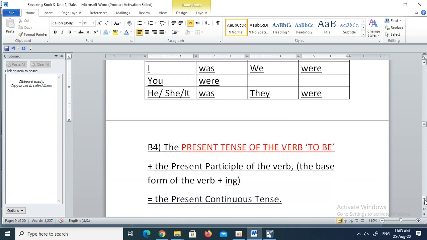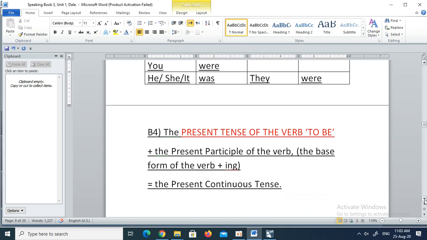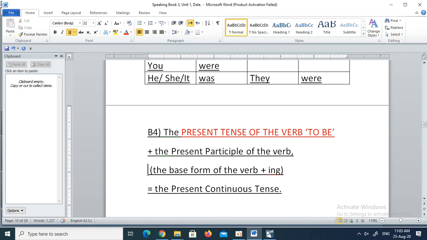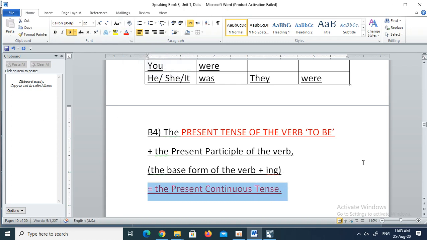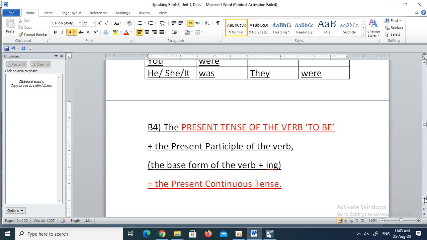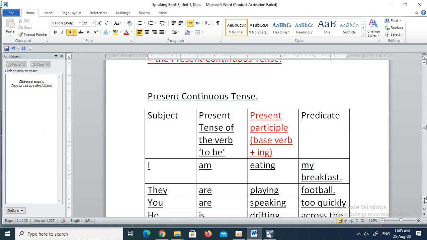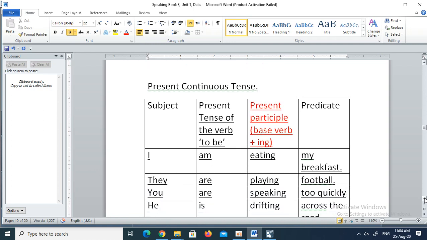Now, when we take the present tense of the verb to be, which is am, is, or are, and we add the present participle of the verb, and the present participle is the base form of the verb plus ing, then the tense that we make is called the present continuous tense. Okay. The present continuous tense is made as follows.